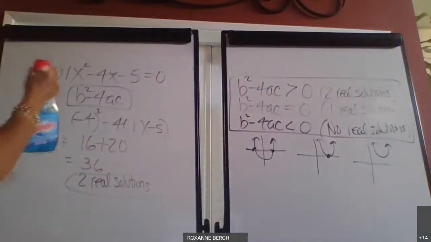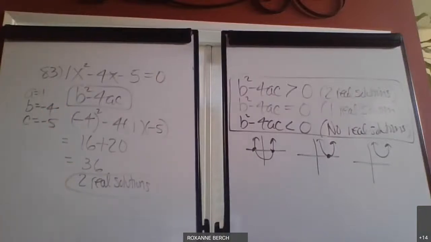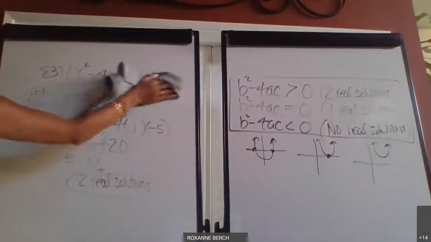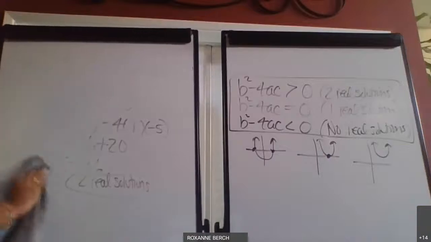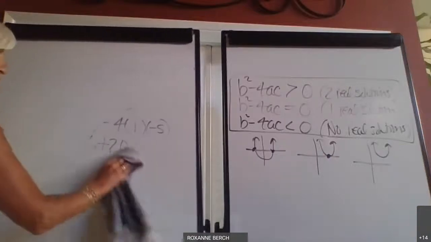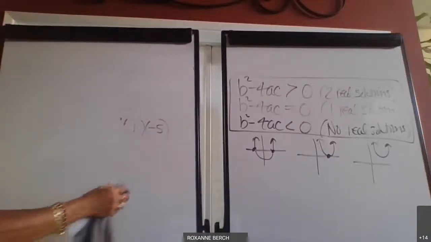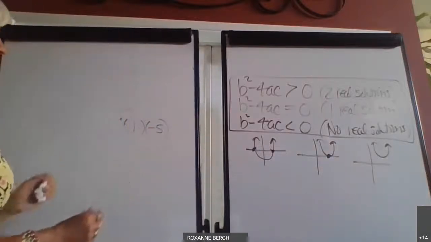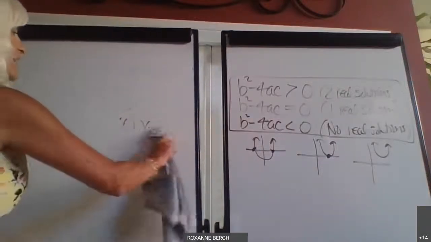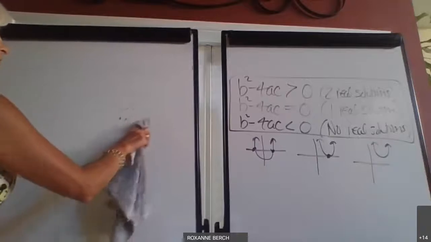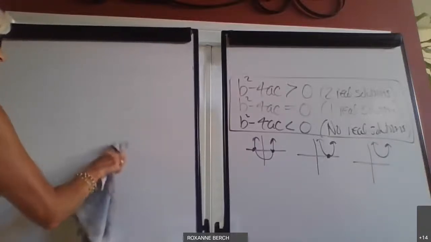So this is the easiest thing we've done. The discriminant is b squared minus 4ac. You put the equation in standard form and see what you get. If positive, 2 real solutions. If 0, 1 real solution. And negative, no real solutions.